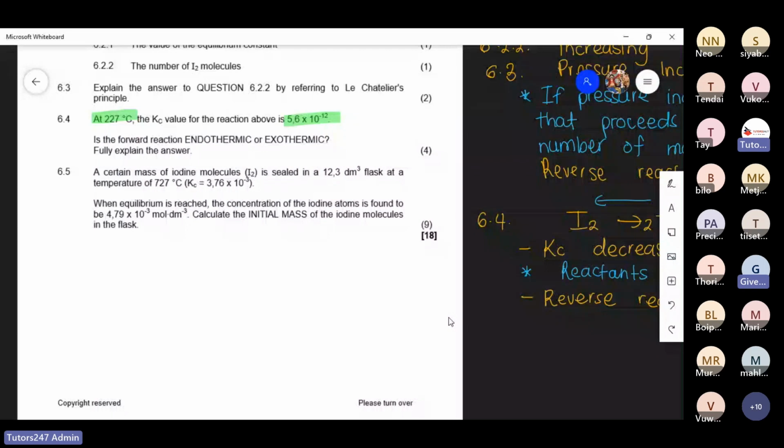Now, we know that because temperature was decreased, a decrease in temperature favors the exothermic reaction. Why? Because it's now cold, temperature is being decreased. So what is the system going to do? It's going to favor the reaction that releases heat energy into the surroundings, that being the exothermic reaction. So let us write this down. The reverse reaction is exothermic.